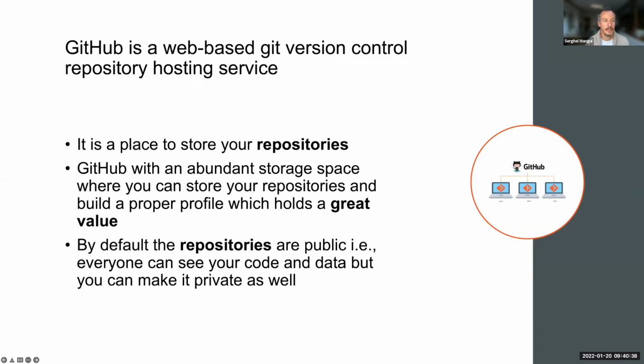So GitHub is a place for you to store your repositories, right? If you have folders with the analysis corresponding to a certain project, you can store them on GitHub. It's quite abundant storage space. You can store your repositories and build a proper profile, which holds great value. So what do I mean?